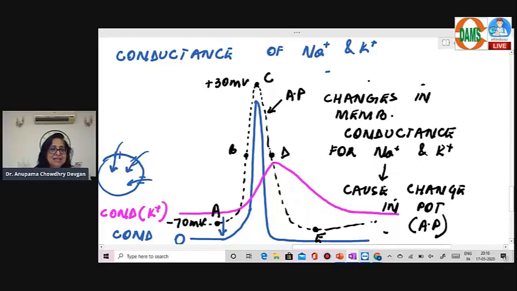Debashish Nanda, from minus 70 to minus 55 is through voltage-gated sodium channels. There are no leaky sodium channels, please understand, or they're minimal. Okay. The hyperpolarization phase is because of slow closure of the potassium channels.